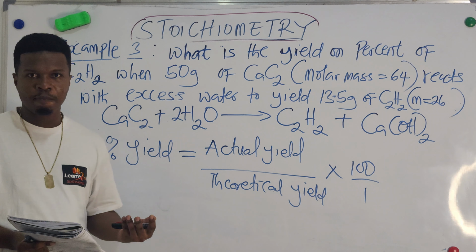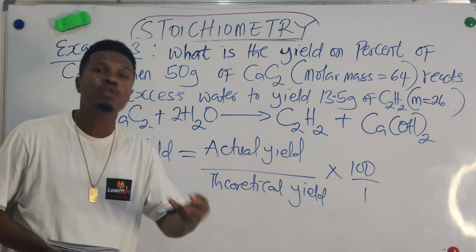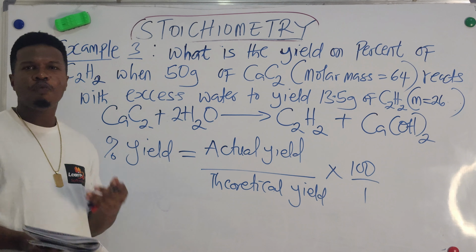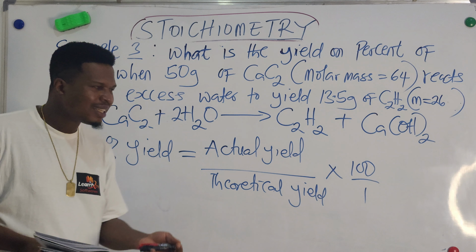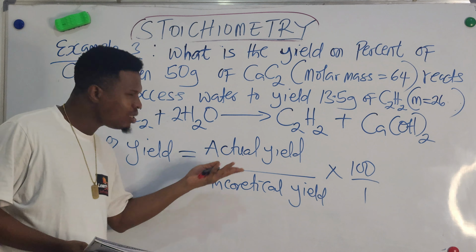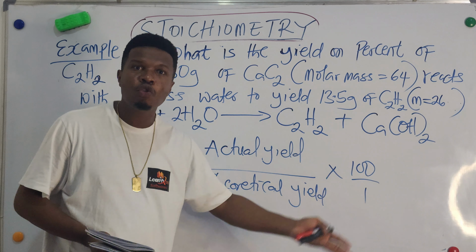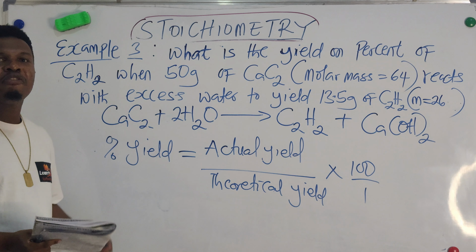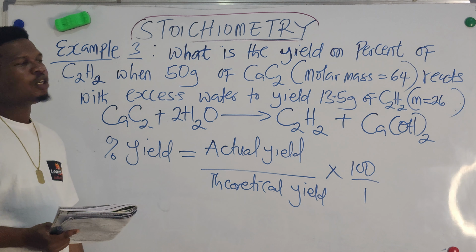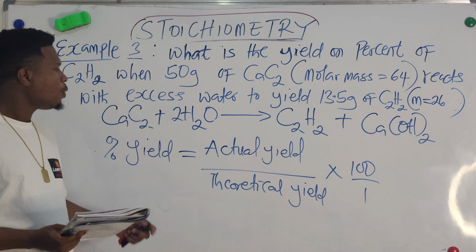The values of actual yield are always lesser or somehow a little bit closer to the theoretical yield because of those factors which, when put into place, can reduce the actual yield. Okay? So in most calculations, this actual yield will be given to you in the question. It's left for you to spot it out. So remember, we are looking for the percentage yield of this ethyne, C2H2. Now go back to the question.